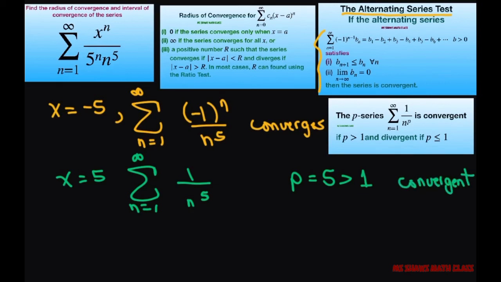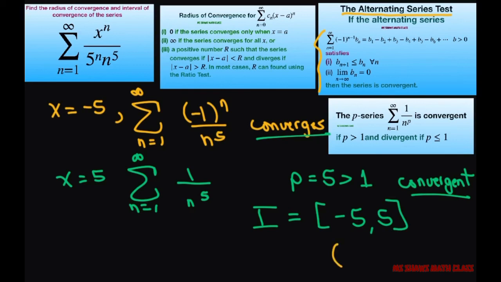So for the interval of convergence, since they're both convergent, you're going to write this as the interval of convergence equals negative 5 to 5, closed interval here. If one of these diverged, it would be the open interval, or the other one. But they're both convergent, so they can equal negative 5 and 5.